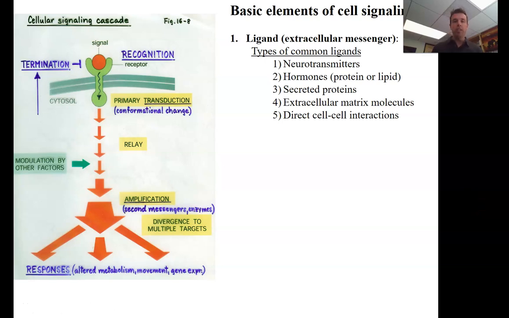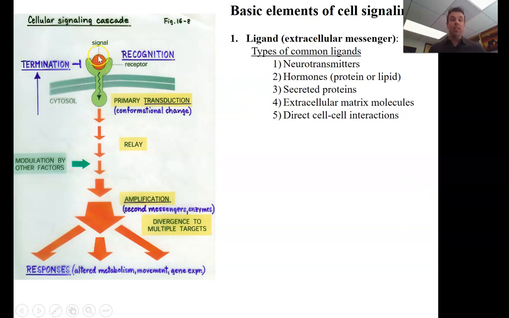Alright, so let's go over some of the basic elements of cell signaling. A lot of this you've already heard, and then we're going to talk about modes of cell signaling, the different types there are, and a few last concepts that we need to introduce. So, terms, hopefully that you've heard before.